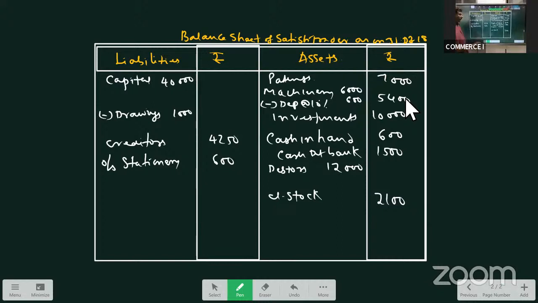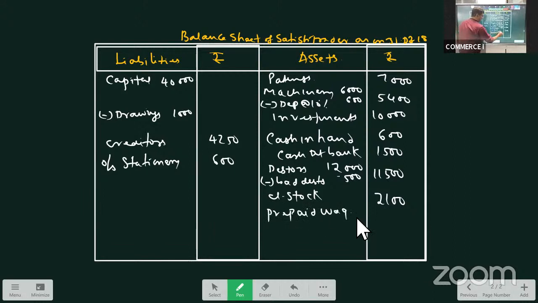Then bad debts. Bad debts are deducted from debtors. Next we have prepaid wages, wages paid in advance. That is an asset for us. Any expense paid in advance is an asset for us. Wages prepaid are 500. So our adjustments are all done.